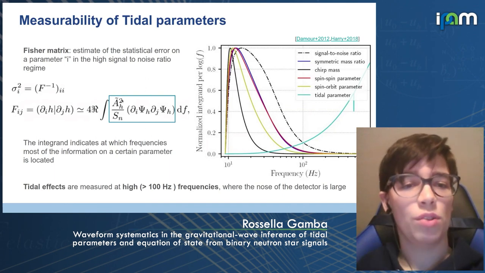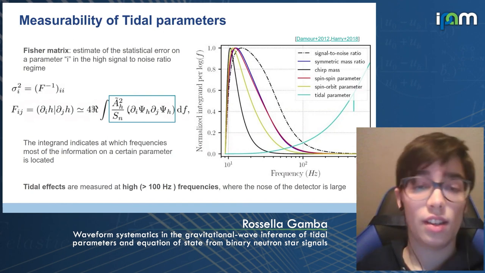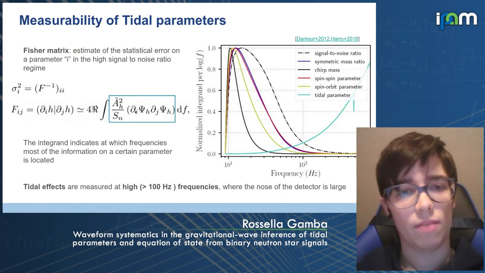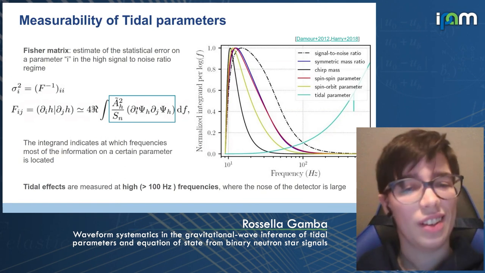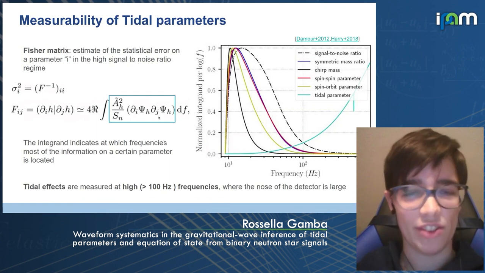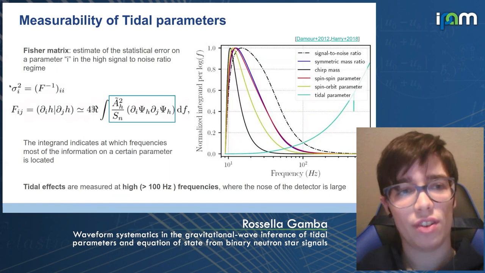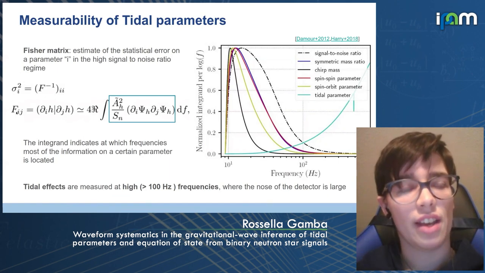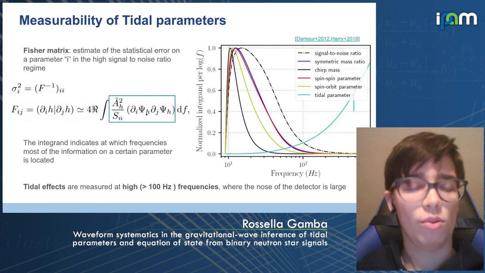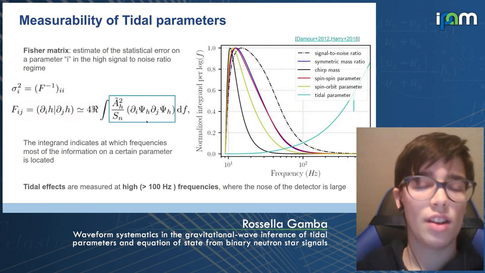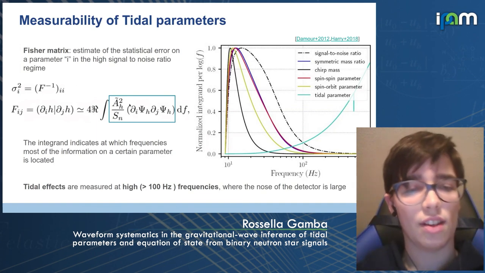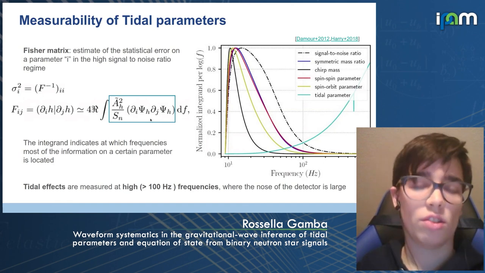So you have the amplitude squared over your power spectral density times the derivative of the phase in the frequency domain of your waveform, differentiated with respect to the parameter i, times the same thing, but differentiated with respect to the parameter j. This means that for sigma squared to be very small, we need the diagonal elements of F to be very large, which in turn implies that that will be so when this integrand here in the square is large and different from zero. All of this to say that this integrand tells us at which frequency most of the information on a certain parameter is located.